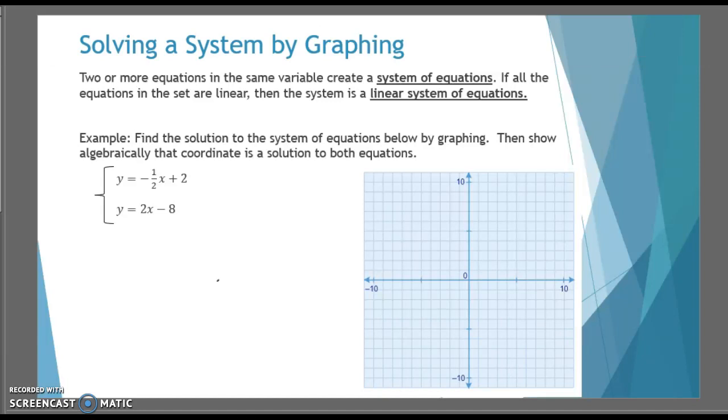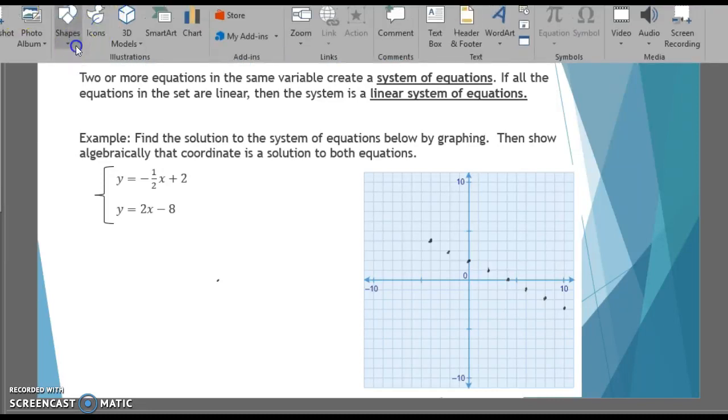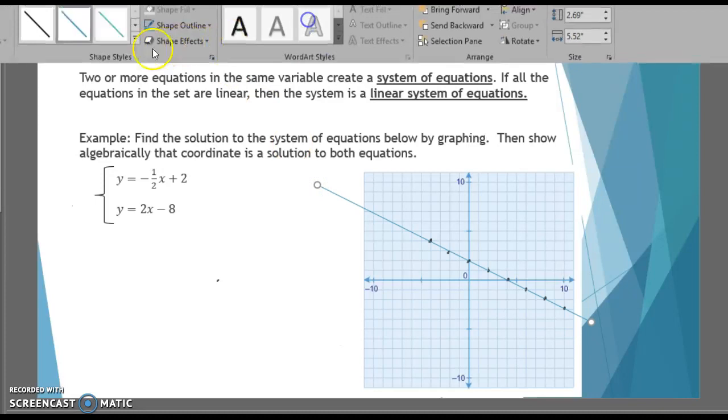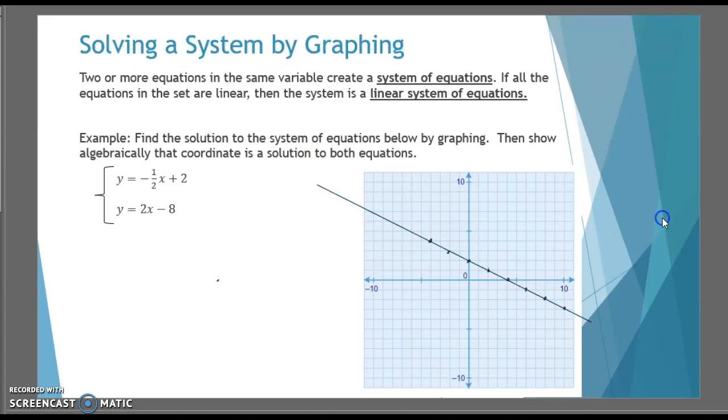So the first equation, y equals negative 1/2 x plus 2. I'm going to start at 2. I'm going to go down 1 over 2, down 1 over 2, down 1 over 2. All right. And then I can keep going. So now I'm going to insert my line. I know this looks kind of weird. Okay, so there's the line. I can extend it out this way. I'm going to make it a black line. There we go. So there's my first line.